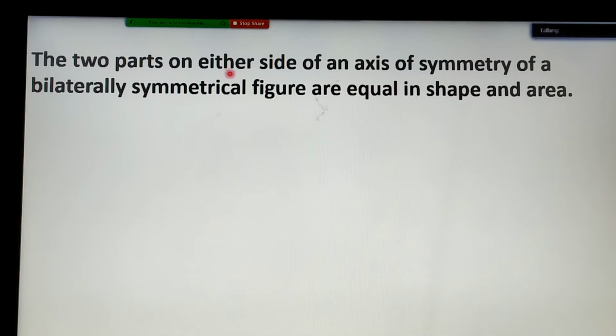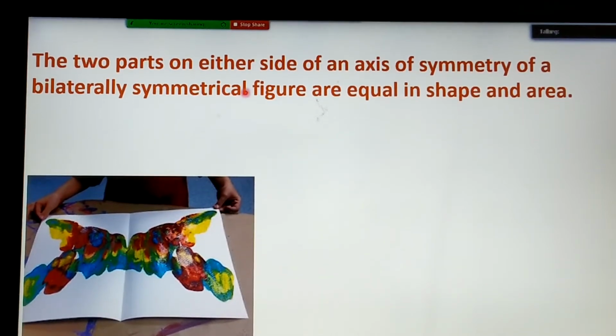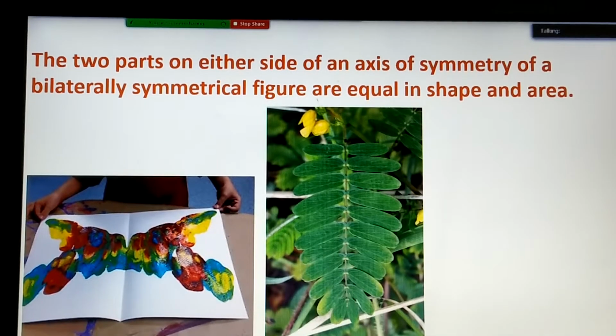The 2 parts on either side of an axis of symmetry of a bilaterally symmetrical figure are equal in shape and area. Here, can you see? Here this is the symmetric axis. Here this part and here the symmetrical figure are equal in shape and area. Here this side and here the other side are also the same. Same means same shape. Not only that, same area. From our nature we can get this kind of images.